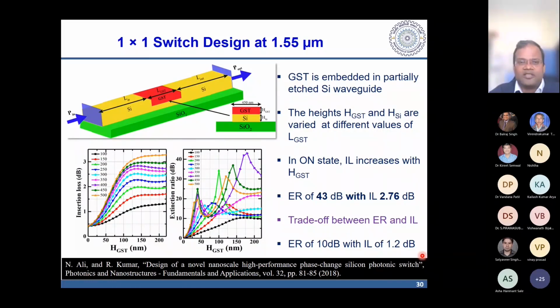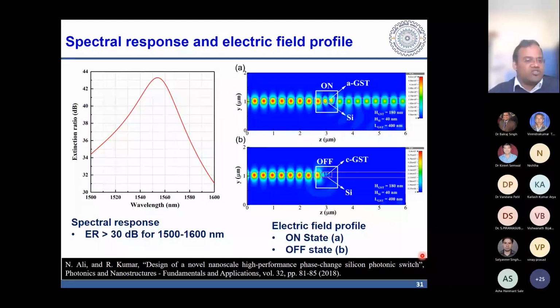Okay, so now if you look at the spectral response of this switch, it is maintaining a high extinction ratio of more than 30 dB over a very broad range, 1500 nanometer to 1600 nanometer. And here are the field profiles, which clearly indicate the switching functionality using this kind of device.